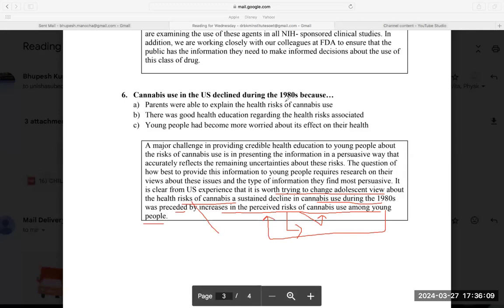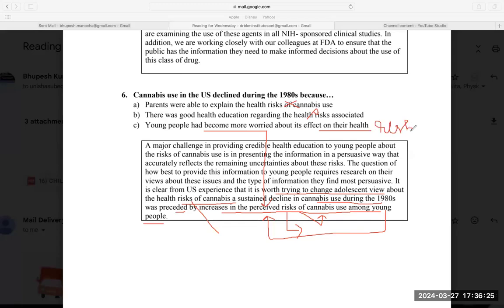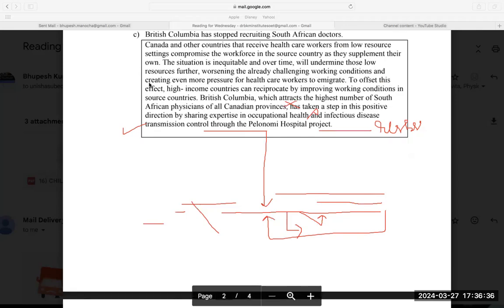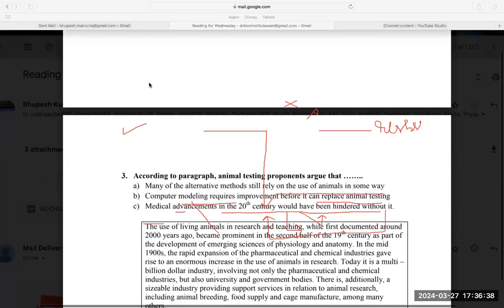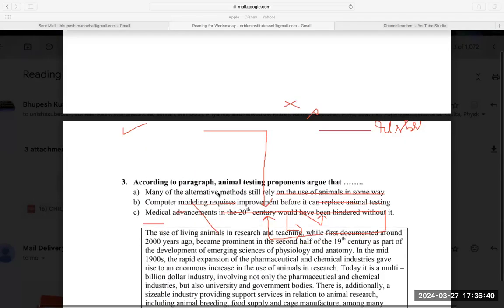So parents were able to explain, no. There was good health education, not really. Young people had become more worried, yes. They were concerned about the risk, about its effect on their health. Yes, more worried means they now understood the risk of this thing. So this was the most certain question out of other questions. But elimination helps you. Fifth question I understand, but third question was also nice. If you could have done it with the elimination method, that will improve you because alternative methods are not given.